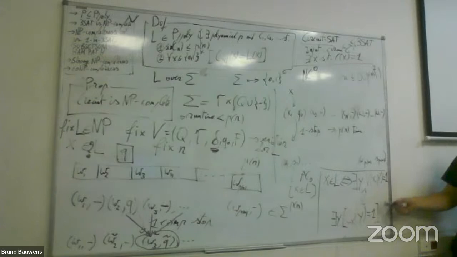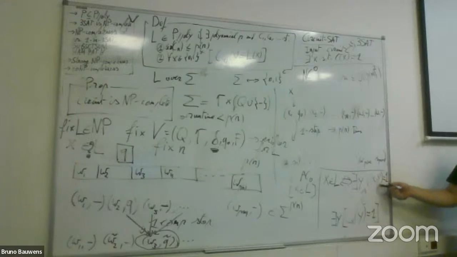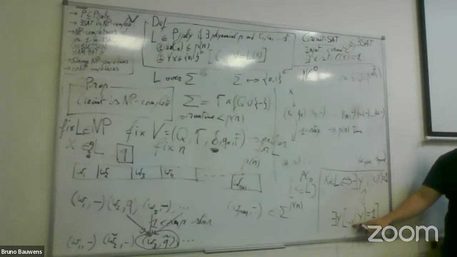And so it starts to become clear what we have to do. We need to build a circuit that simulates the verifier for the fixed X, the fixed first part of the input. The real inputs of the circuit will be the certificate part of the verifier's input. We need to build a circuit. It may depend on X, and the inputs are the string Y, and it has to say whether V(X,Y) accepts.